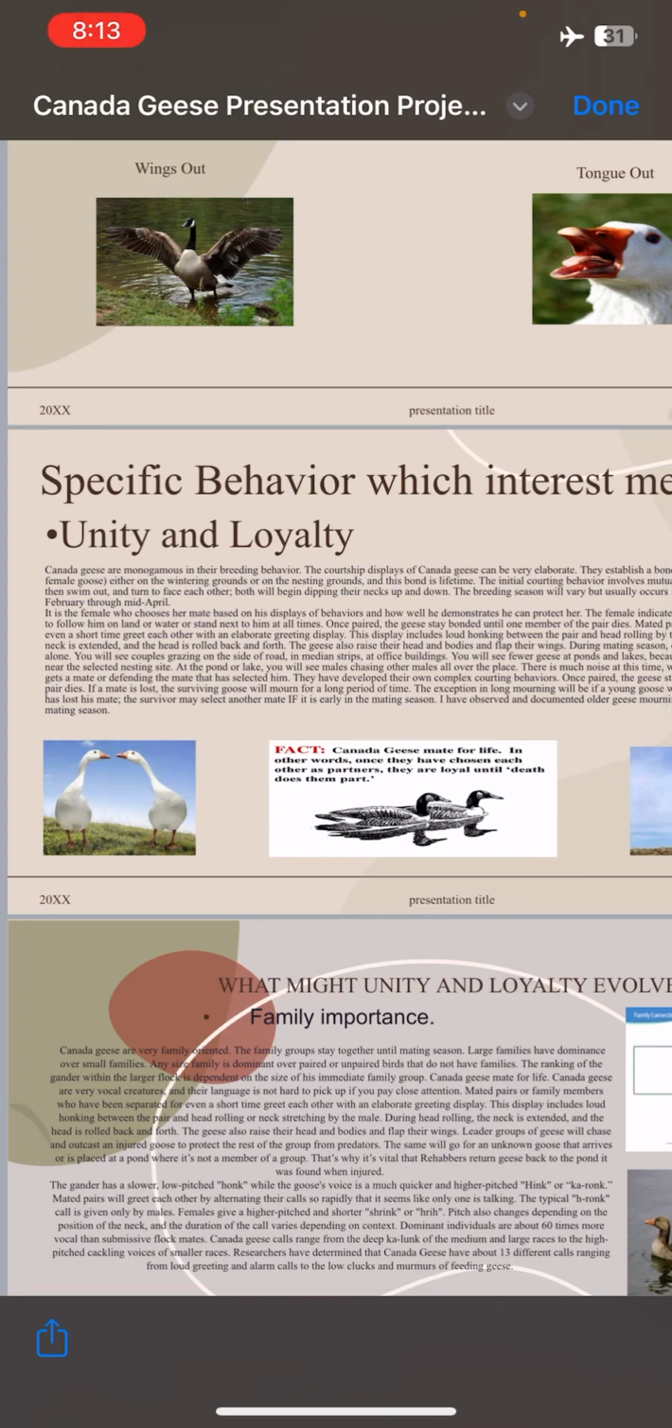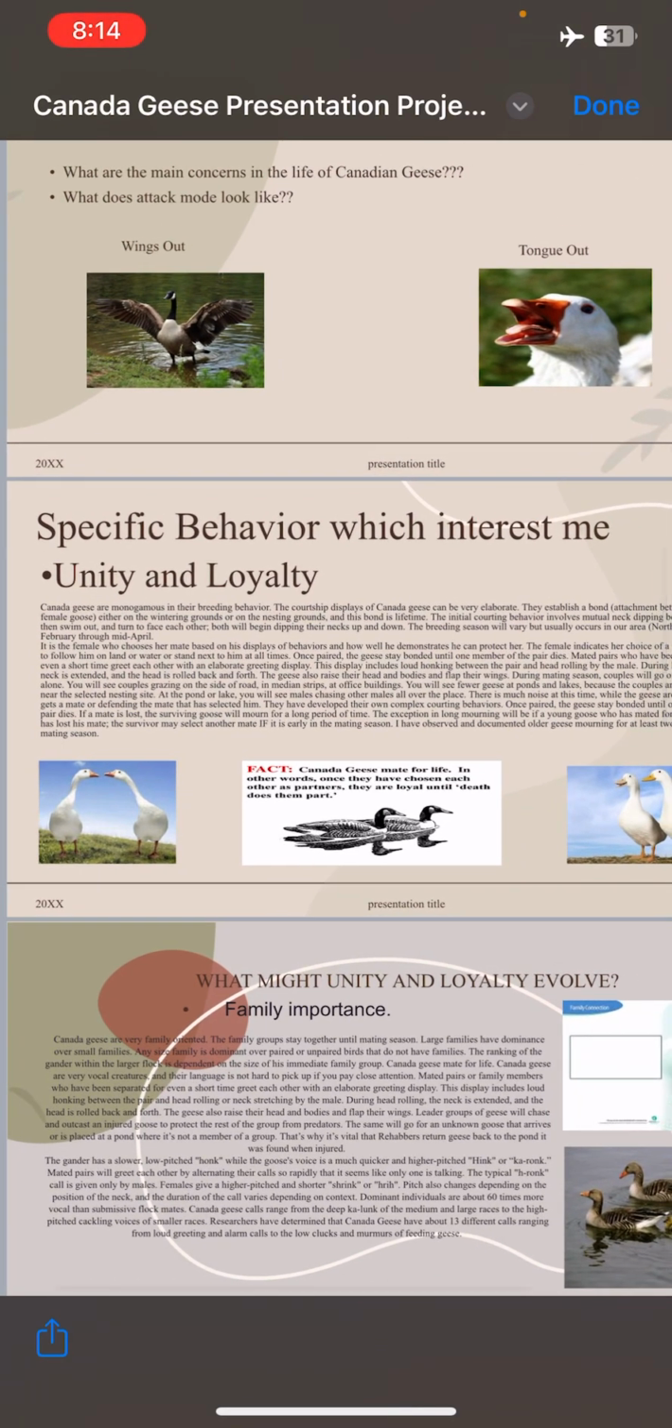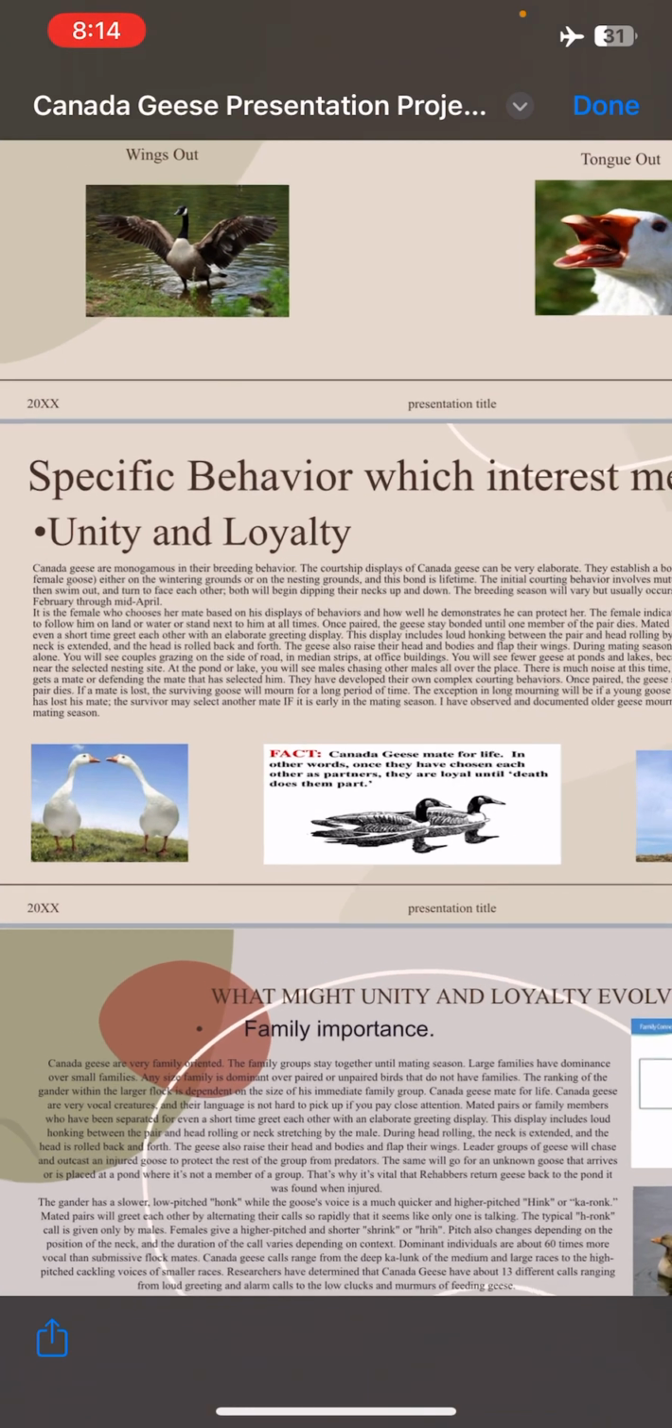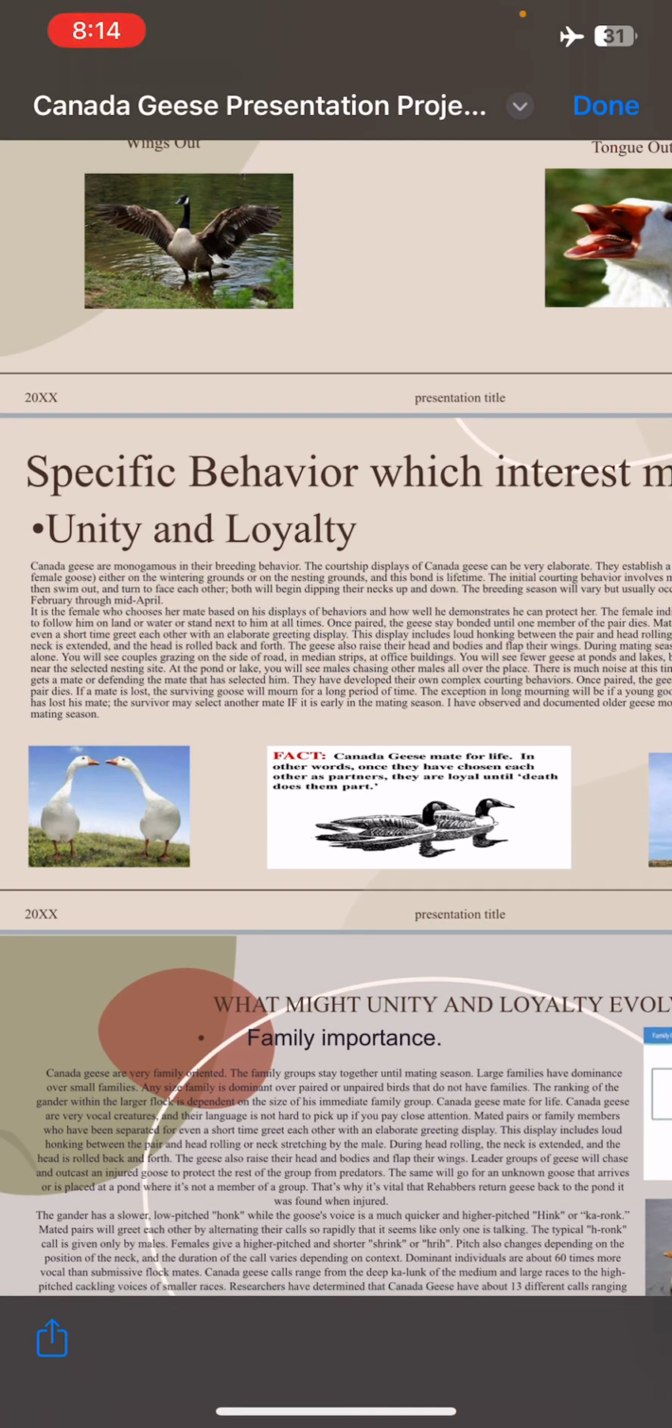the Canada goose, which is their unity and loyalty. So on most of the research papers and websites, when I looked at it, what I learned is that they only have one mate in a lifetime, and they are so adaptive to the family, and then their species, and they always hang out together.